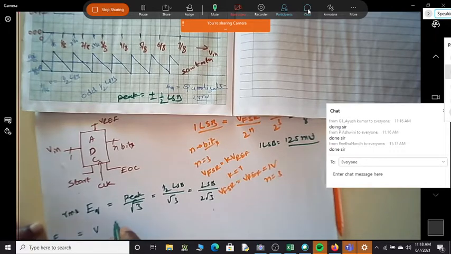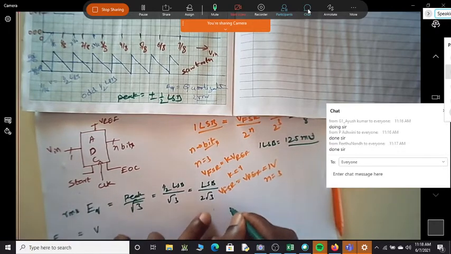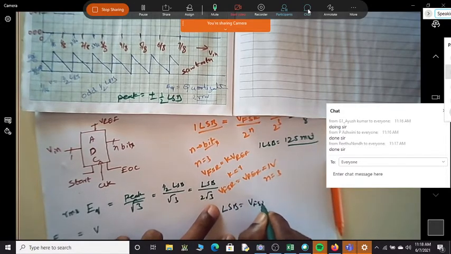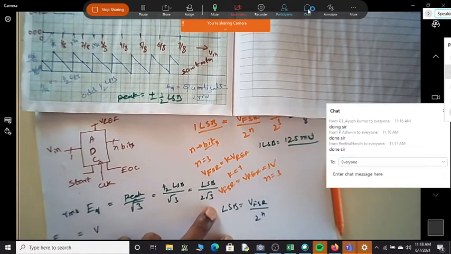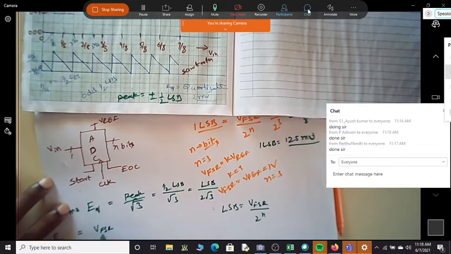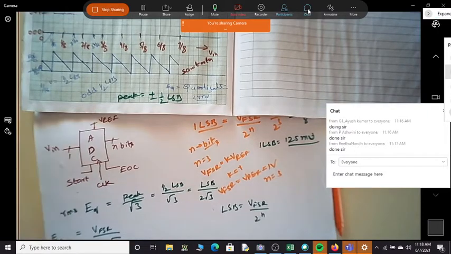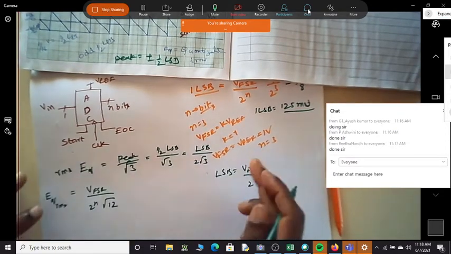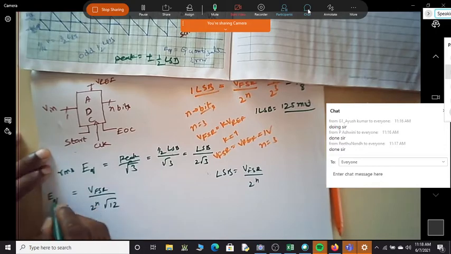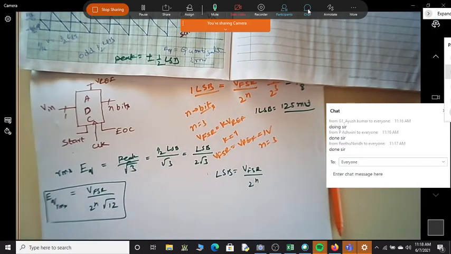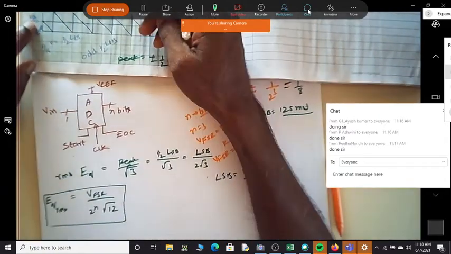EQRMS. What is actually the LSB? Is it VFSR by 2 power n? Can I write it as VFSR by 2 power n into root of 12 actually? This 2 I'll take inside, it will become 4. So this is my RMS voltage of the error signal. This is an error because whatever we are plotting is the error.